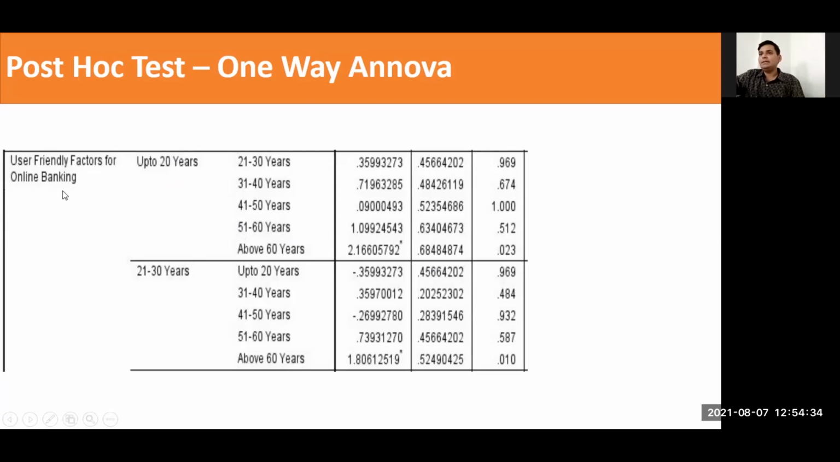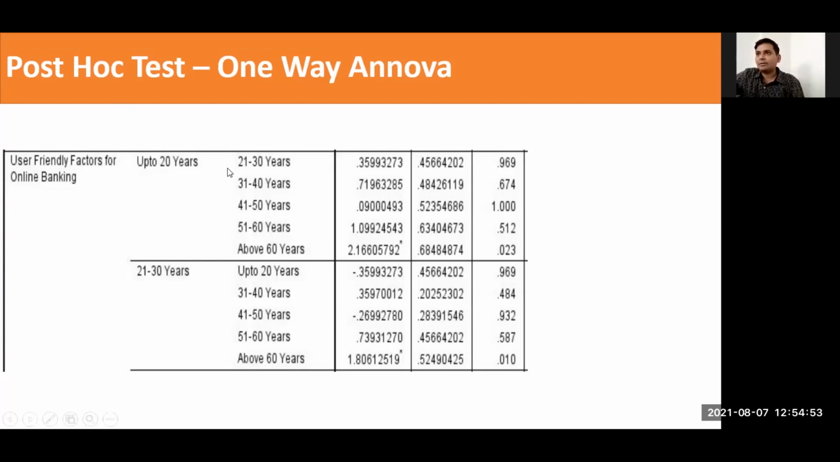So it doesn't mean that the user friendly factor for online banking has a significant difference among the various categories of age group. That has a significant difference with age, all the age groups, right? That means we need to go for the post hoc test to check for individual age group significant difference.